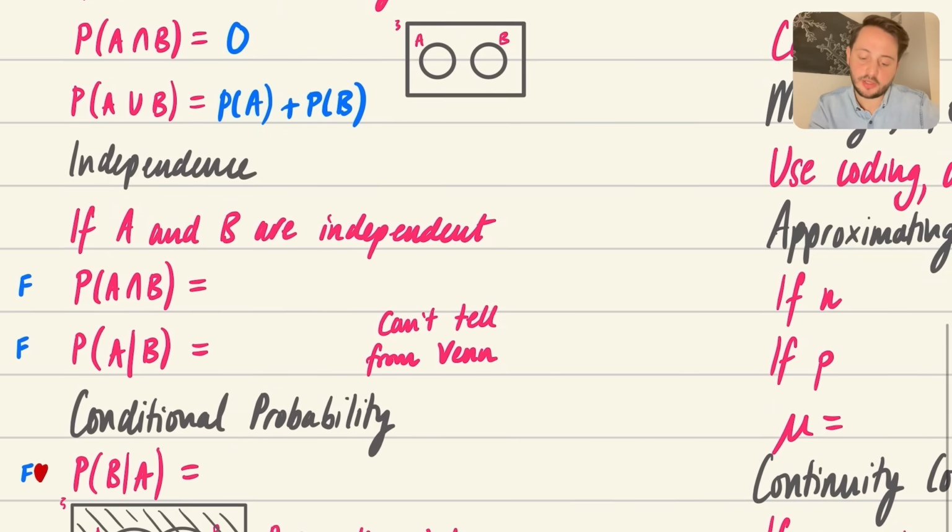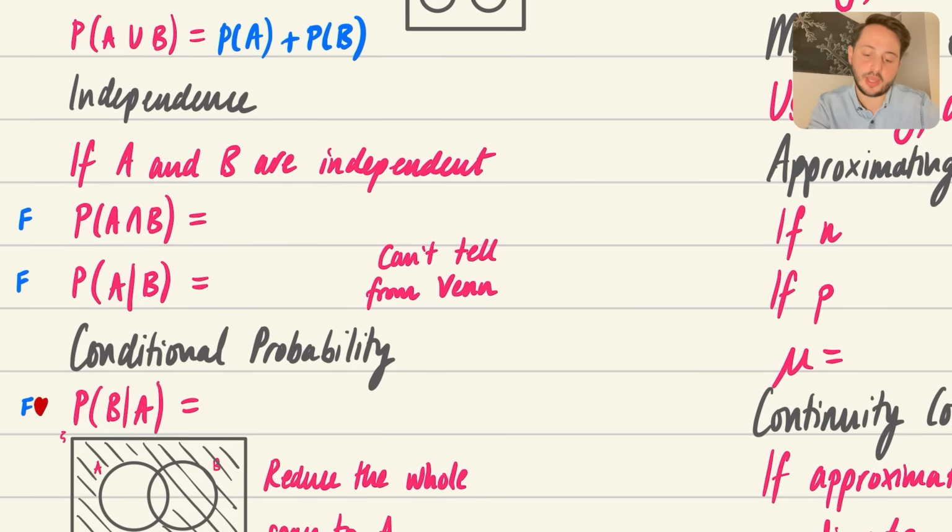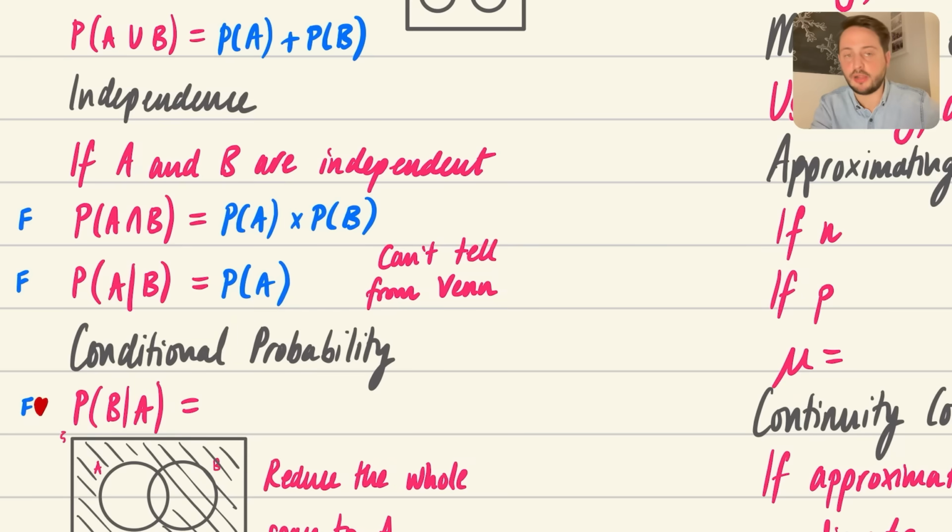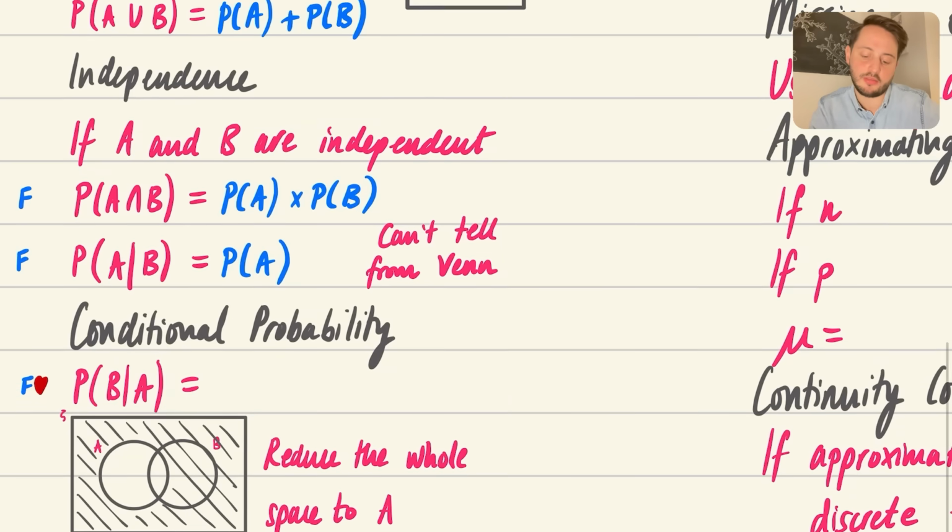Independence is something they love to ask about. Now, these are in the formula book. I haven't put a heart by them because you may just like to have them to refer to in the exam. But the probability of A and B, if they are independent, will just be the same as the probability of A multiplied by the probability of B. And the probability of A given B is just going to be the same as the probability of A. A mistake that lots of my students make is they think that you can tell from a Venn diagram if they are independent, but you can't. So these are the tests that you can use for independence.